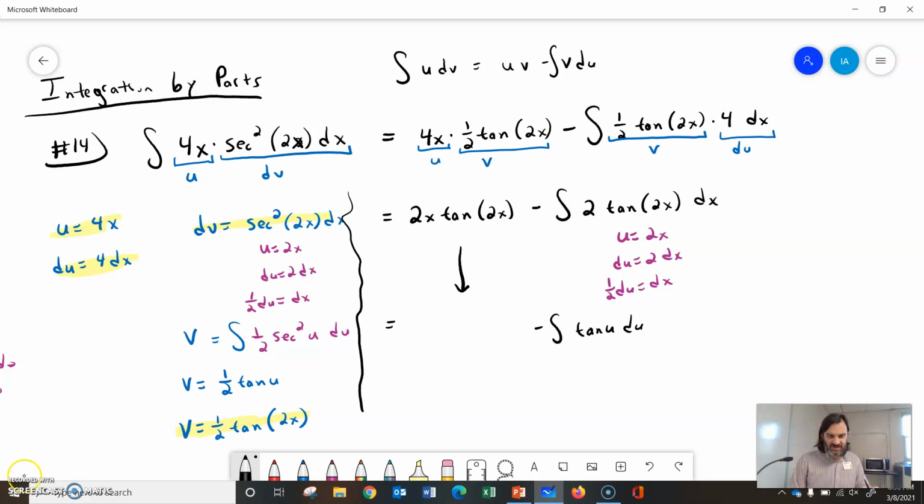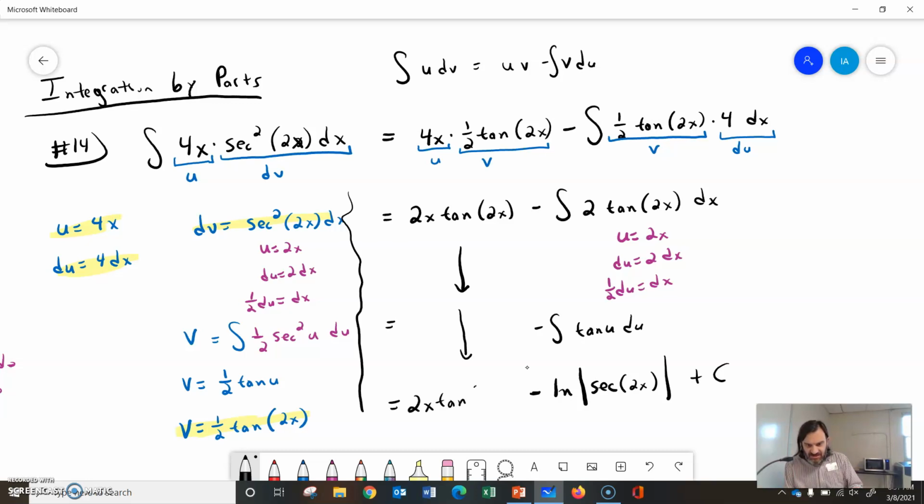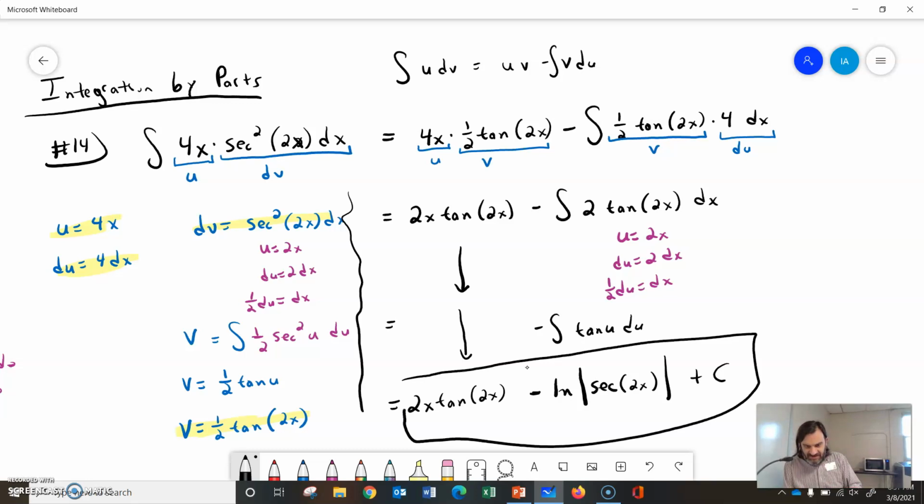I believe it's the natural log of the secant, but hold on. Yeah, I'm back here. So the integral of tangent is the natural log of secant. So I'm just going to come down here and say minus the natural log of the secant of u, but u was 2x, so we'll just go ahead and put that in there. And there'll be a plus c at the end of that, and we've got to keep bringing down the first part. So 2x tangent of 2x minus the natural log of the secant of 2x, and then plus c at the end of it.